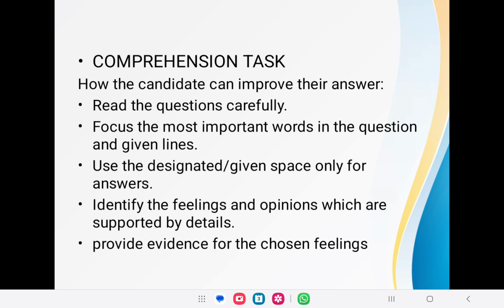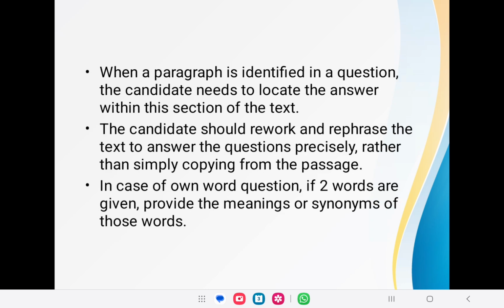Then identify the feelings and opinions, because today in this task I'm going to discuss the feeling question. That's why identify the feelings and opinions which are supported by details. Provide evidence for the chosen feelings. Now, when a paragraph is identified in a question, the candidate needs to locate the answer within this section of the text. Like it is written there, in paragraph 1 or in paragraph 5. That means you have to just go to that part of the text and read that. You will find your answer there.